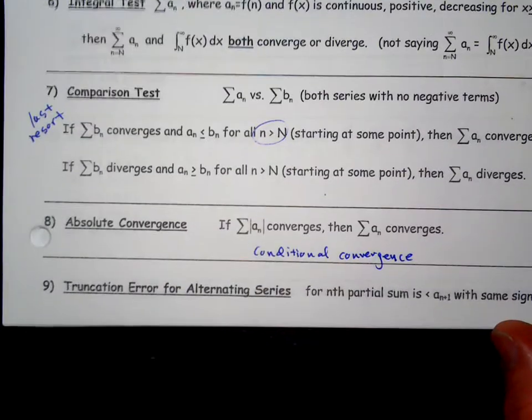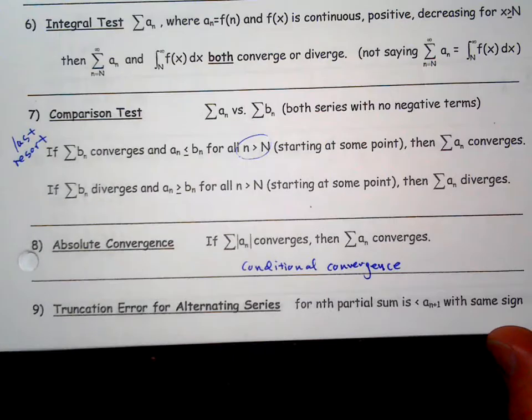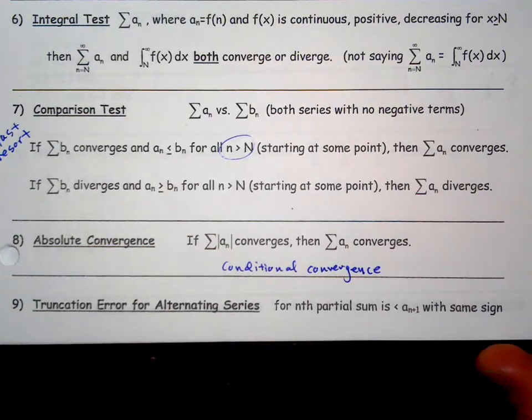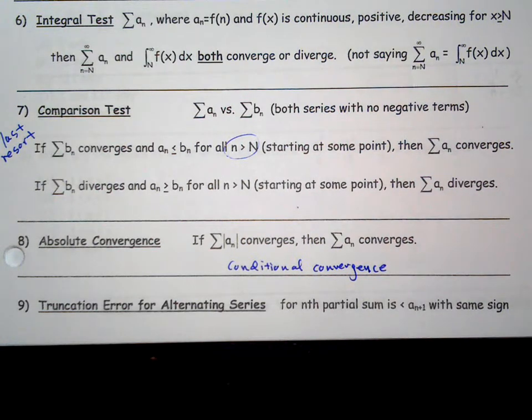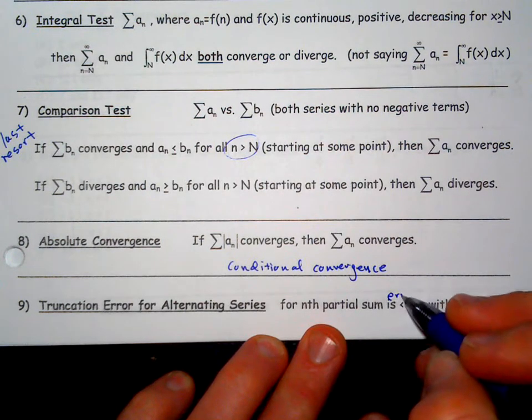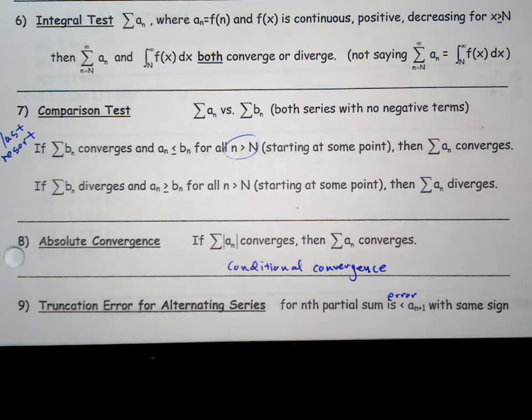We learned one new error approximation that works for alternating series. It's a simple one. It just says that for the nth partial sum, the error will be less than the next term in the series. So it's pretty easy to execute, and it's a lot easier than the Lagrange error bound. So you should probably want to use it whenever possible. Anyways, that's a quick rundown.